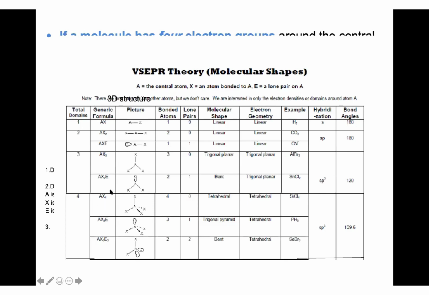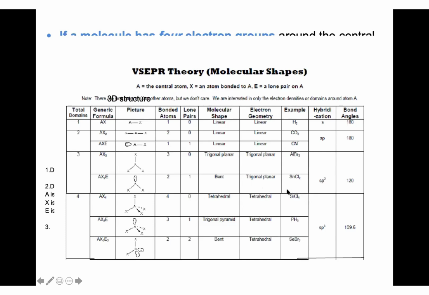Here we talked about the AX4, right? So AX4, that's the structure for AX4. We have a hashed line or dashed line here, and we have the bold line here. It shows that it has four bonded atoms around it, right? 1, 2, 3, 4. There is no lone pair around the central atom. The molecular shape or molecular geometry is tetrahedral. Electron geometry is tetrahedral. Here is an example for it.